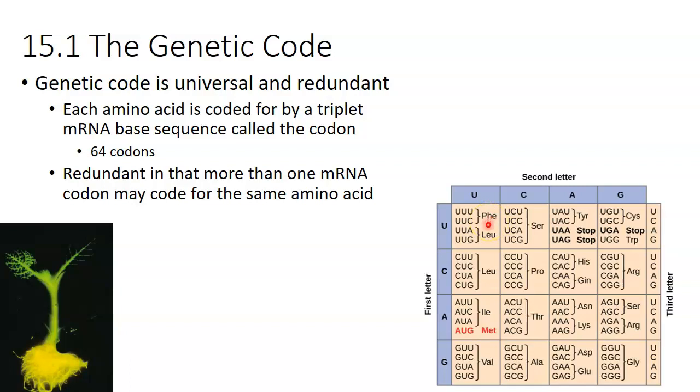Okay? It doesn't matter if we're looking at humans or if we're looking at gene expression in bacteria. UUU always codes for phenylalanine. So that's when we say the genetic code is universal, that means that it doesn't matter what organism we're looking at, these codons are going to be read the same. They code for the same amino acids.